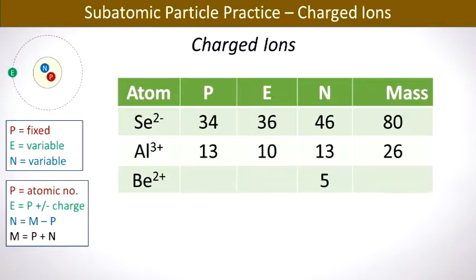Let's consider beryllium +2 with 5 neutrons. The atomic number for beryllium is 5. Therefore, we have 5 protons. The mass number equals the number of protons plus the number of neutrons. To obtain the number of electrons, we simply subtract the number of lost electrons from the number of protons to obtain 3.